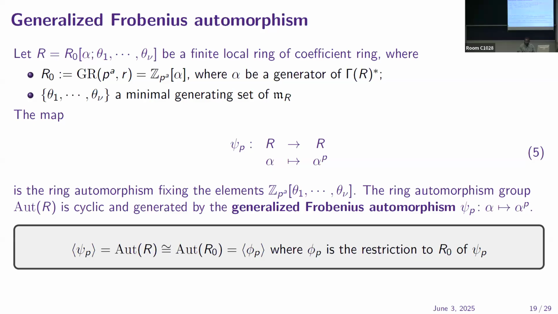To generalize the Frobenius automorphism, we take alpha a generator of the Teichmuller set. This map sending alpha to alpha^p is the automorphism fixing the elements of this ring. It fixes any element of the maximal ideal, and fixes any element of the ring of integers modulo p^a.